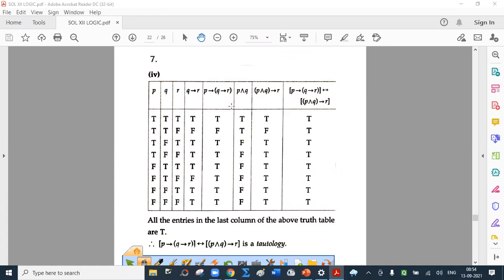So these many columns are to be made. As 3 simple statements are there, there will be 8 entries in all. Now it can be seen that all entries in the last column are T. So the statement pattern is a tautology.